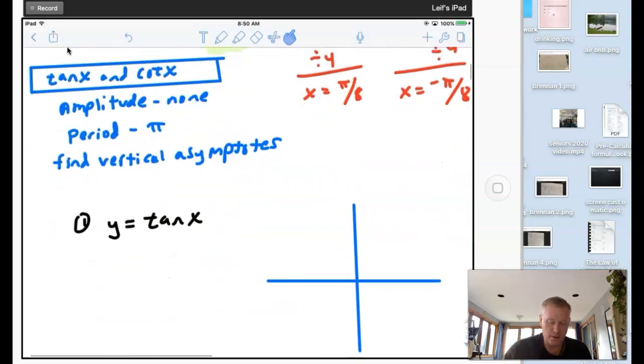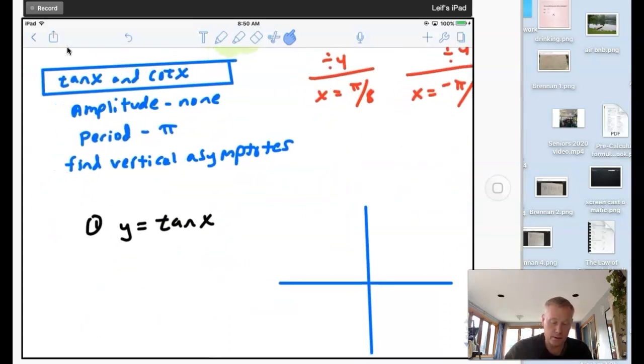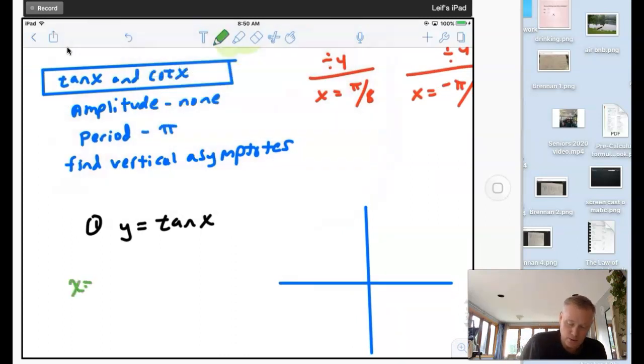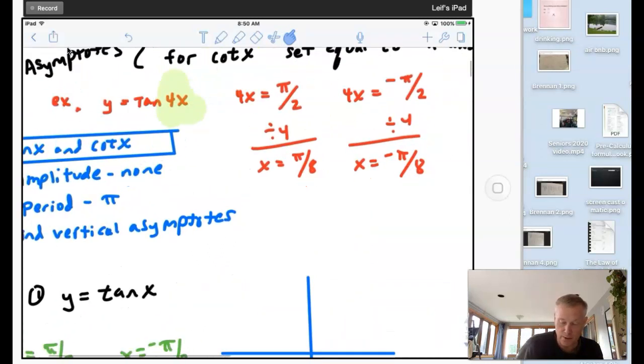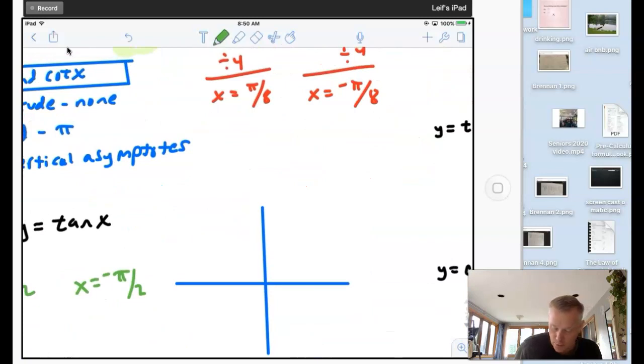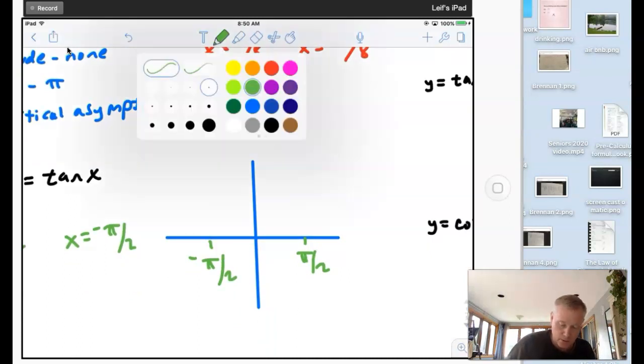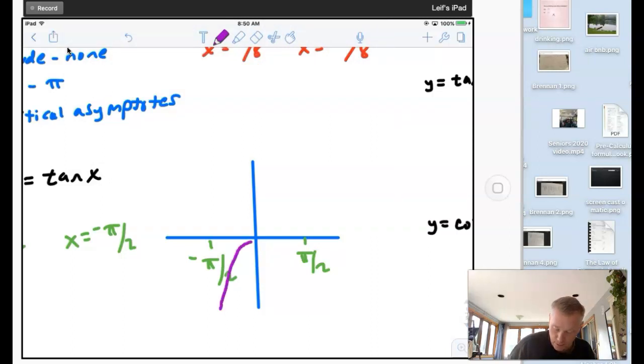So let me jump in. I'm going to do the basic one, the tangent of x, just the most basic one. That's where I take x equals pi over 2 and x equals negative pi over 2, and then I'd solve it. But in this case, obviously, x is all alone, so I've already got my asymptotes at pi over 2 and negative pi over 2. Now, the tangent, if it's positive, like this one is, goes up and to the right. So it's one of these kinds of curves, and that's what it looks like.